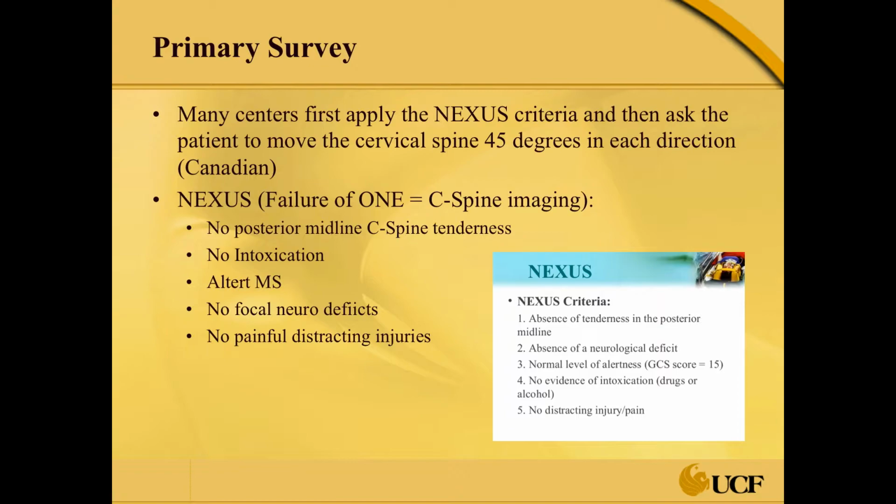I remember on my acute care board exam, I had a ton of C-spine images that they expected me to know. So we're going to hopefully go into some detail so that if you get those on your board exam, you'll know how to answer them. If they fail one of these things, they buy imaging. So: no posterior midline C-spine tenderness, no intoxication, alert mental status, no focal deficits, no painful distracting injuries. If they have a positive on any of these, then we're going to image them.